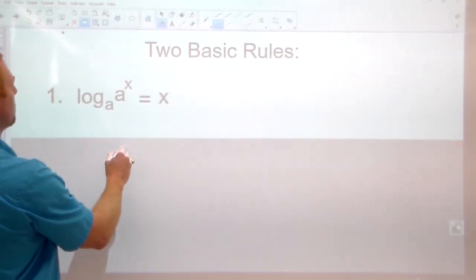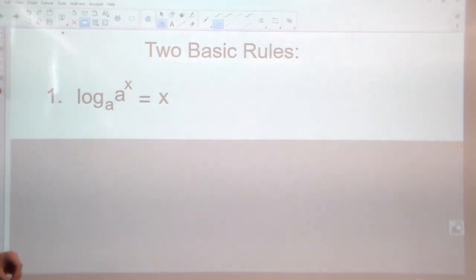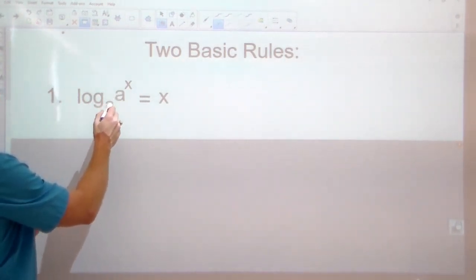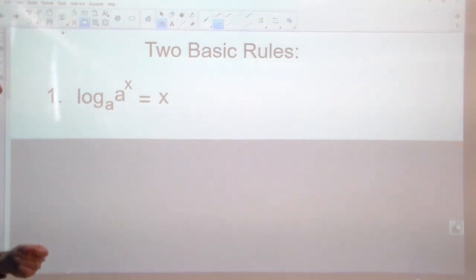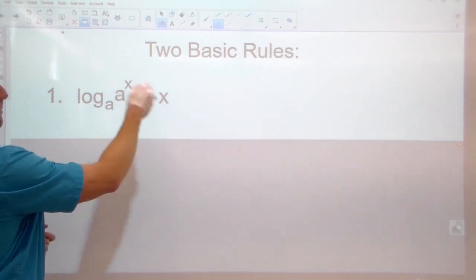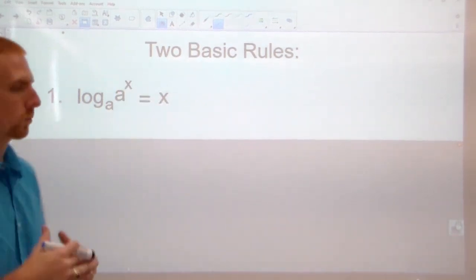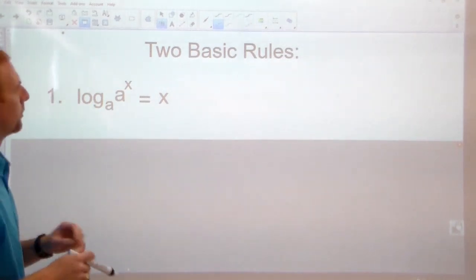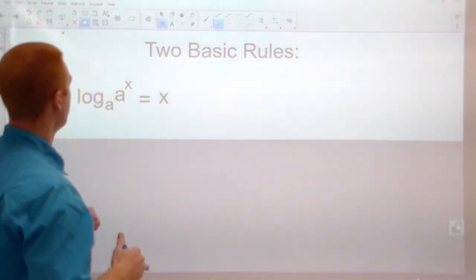So one of the first basic rules is if you have log base something, and the base is the same thing as what you're taking the logarithm of, those basically cancel one another out and you're just left with the exponent. That's the rule, but we need to make sure we understand why it's working. So I'm going to prove both of these basic rules for you.